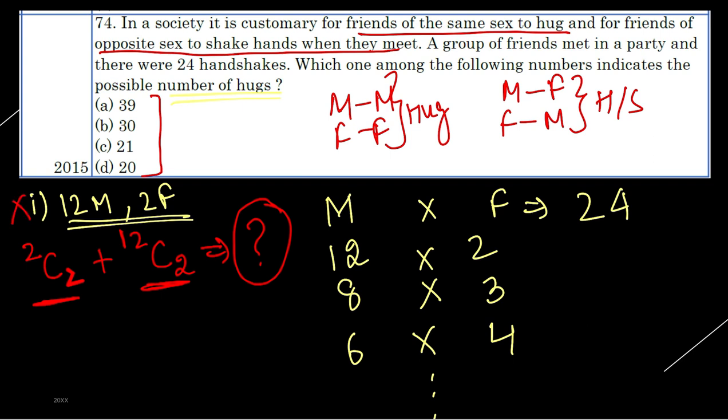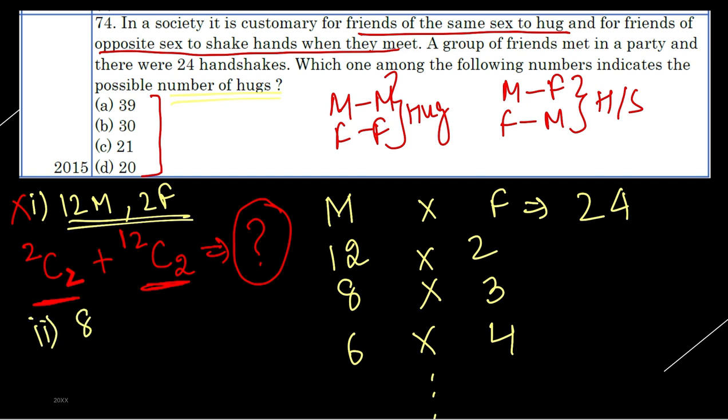You can check. Why am I saying this? Because I know 12C2 is a very big number. This is not going to be 39, 30, 21 or 20. So just by looking at it, I am saying that this is not the answer, right? You can solve it if you want, but you will get one answer out of these 4. Let's say second case.